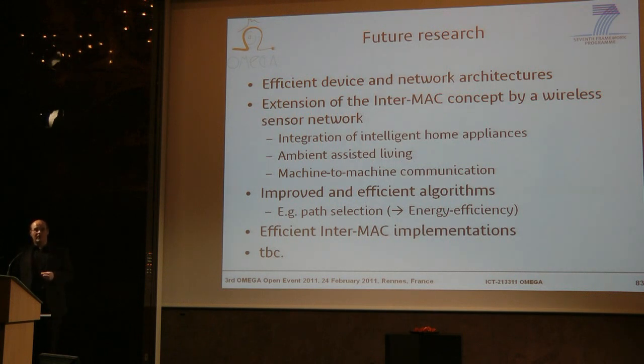Of course, we only could initiate this InterMAC vision and idea in this project, and we have to find even more efficient algorithms for all these engines in the InterMAC. For example, a path selection could look for the most energy efficient path within the home network, just to give one example. And a really, really important task is now to find efficient implementations of the InterMAC. And I think with our reference implementation, we have done a good job with this. Of course, this list is a long list and has to be continued.